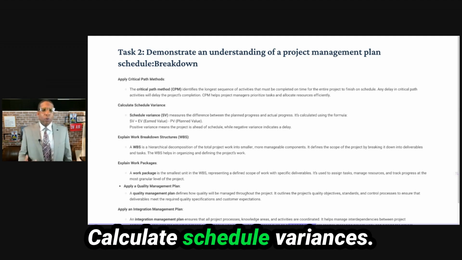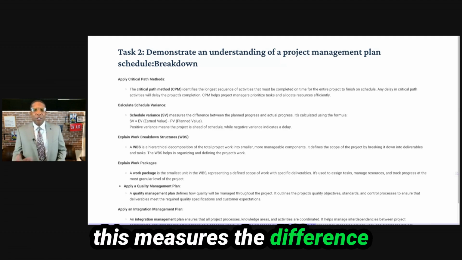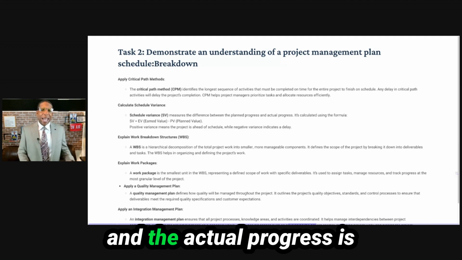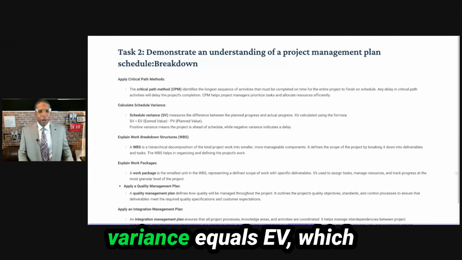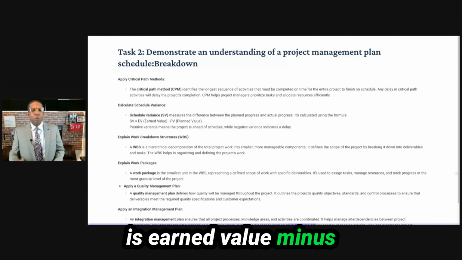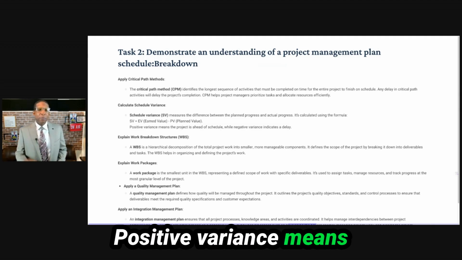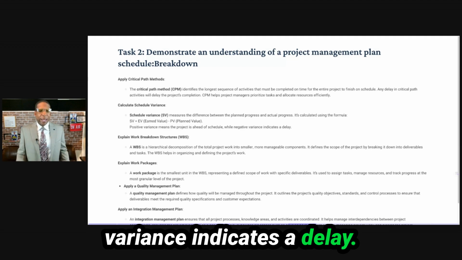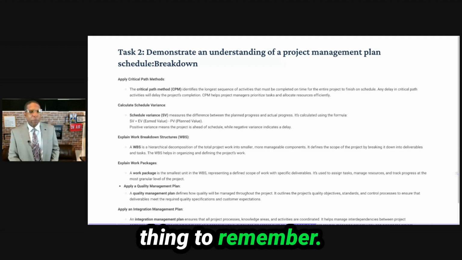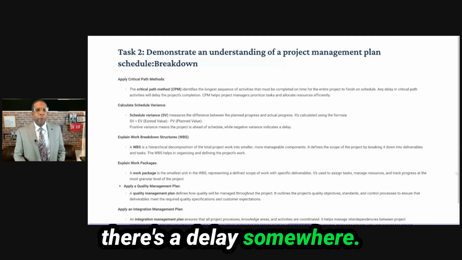CPM helps project managers prioritize tasks and allocate resources efficiently. Calculate schedule variances. So schedule variance, this measures the difference between the planned progress and the actual progress. It is calculated using a formula, which is SV, schedule variance, equals EV, which is earned value, minus PV, which is planned value. Positive variance means the project is ahead of schedule, while negative variance indicates a delay. That's an easy thing to remember. Hey, if it's positive, we're good. If it's negative, then hey, there's a delay somewhere.